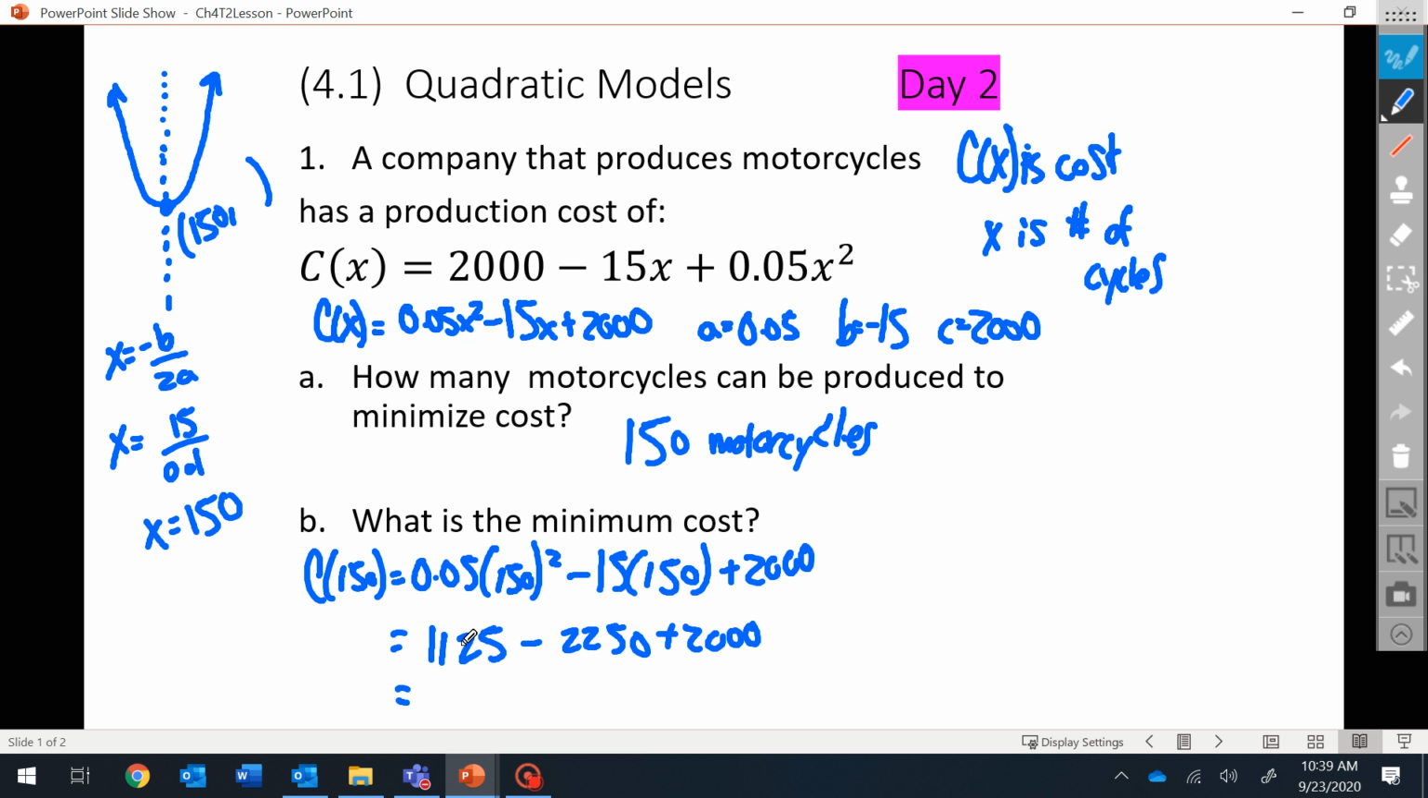So 1125 minus 2250 plus 2,000 is equal to 875. So remember what this is. This is a cost. So the minimum cost that they can spend to produce is $875. That is the y-coordinate of the vertex, 150, 875.